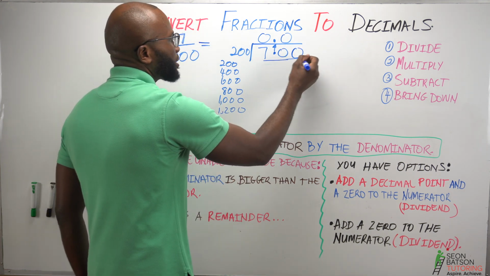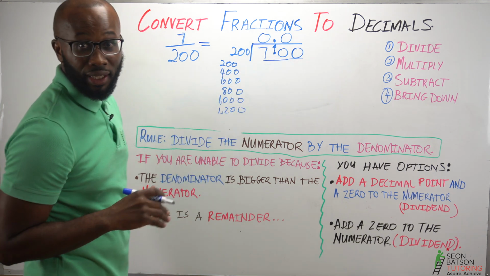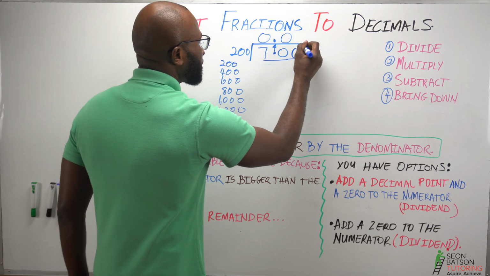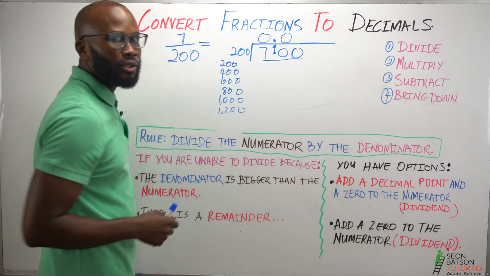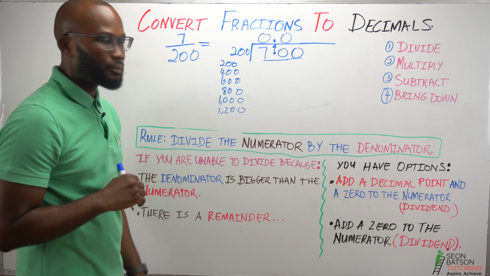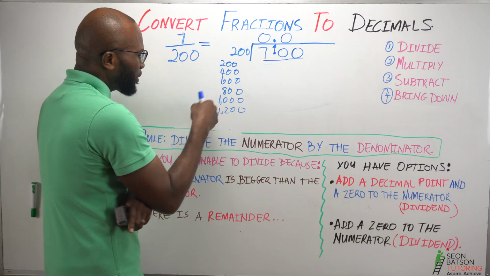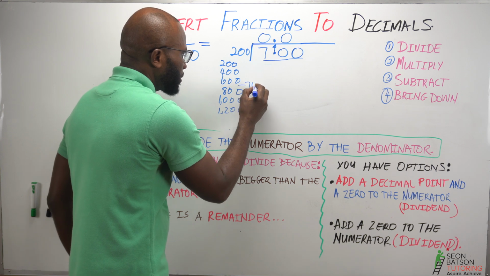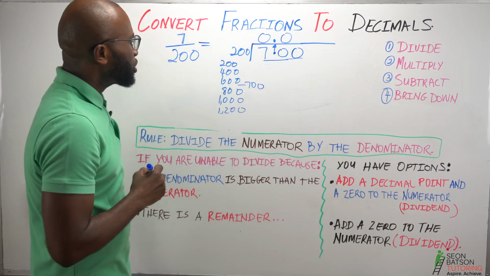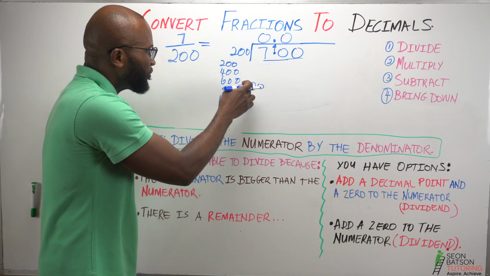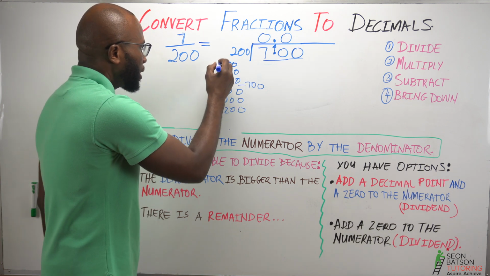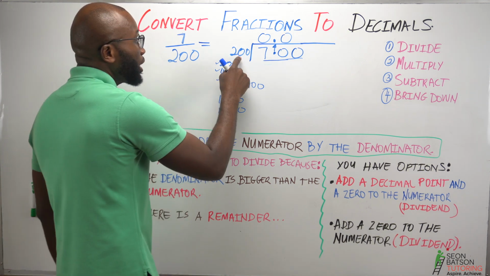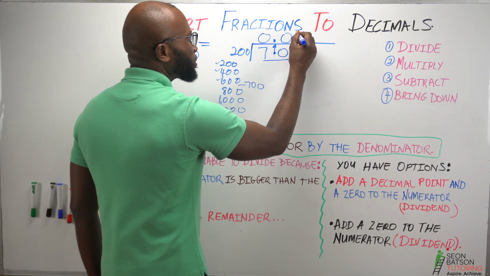Our numerator now is 700. Looks like 700, yes? So how many times can 200 go into 700? Well, 200 can go into 700 3 times, yes? If you're unsure, let's use our list of multiples to help us. 700 would be between 600 and 800. So we count all the multiples that come before 700, yes? 1, 2, 3. 3, yes? So 200 can go into 700 3 times.